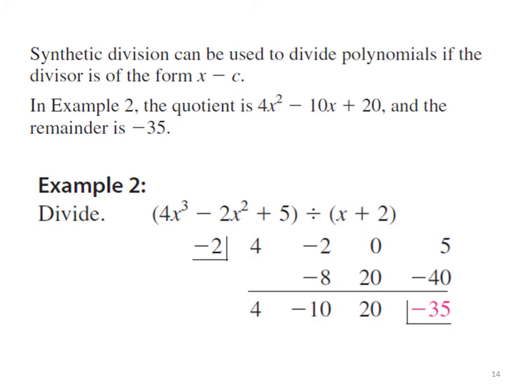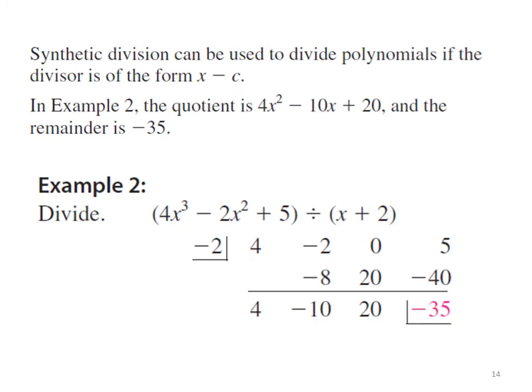Next we will see another method called synthetic division that can work only if you are dividing by a divisor of the form x minus c. We will look at example 2. We want to divide 4x cubed minus 2x squared plus 5 by x plus 2. Now x plus 2, remember we are dividing by x minus c. C here is minus 2. Think of x plus 2 as x minus minus 2. C is just minus 2.